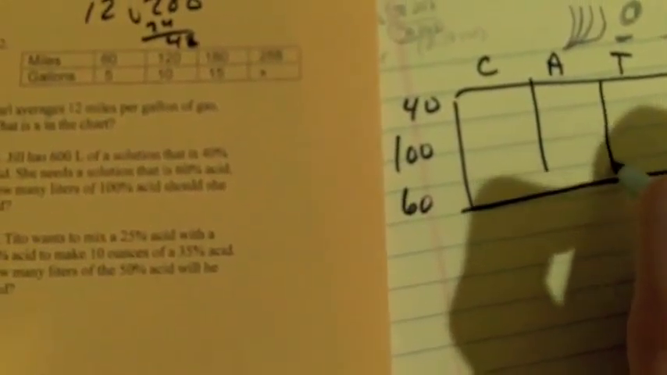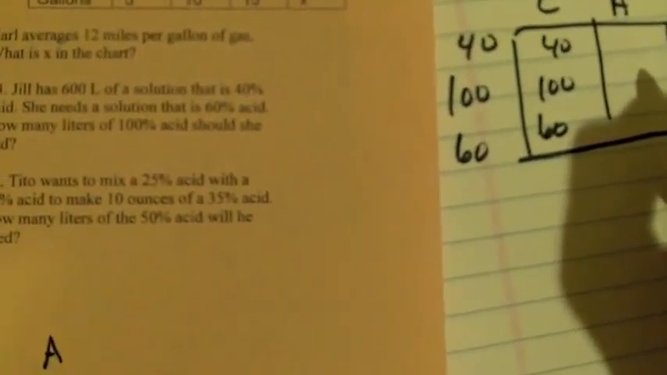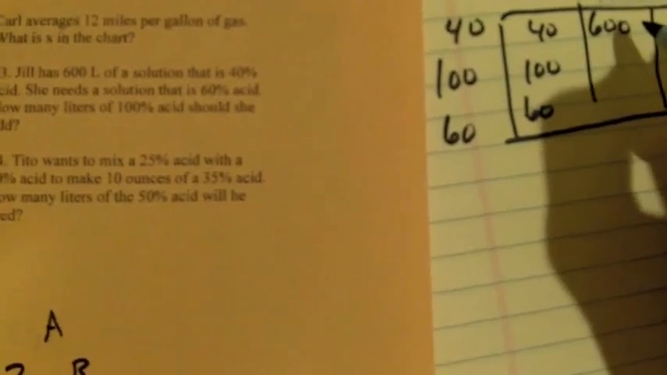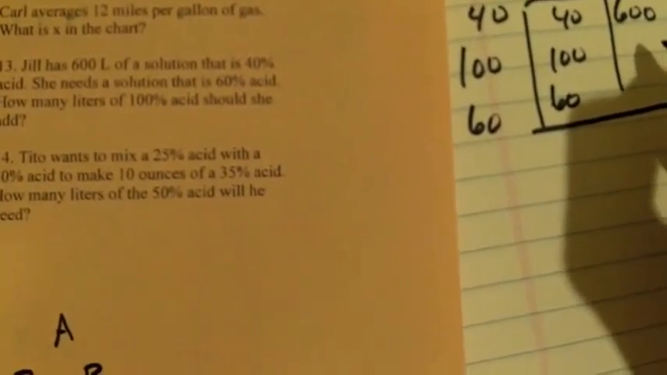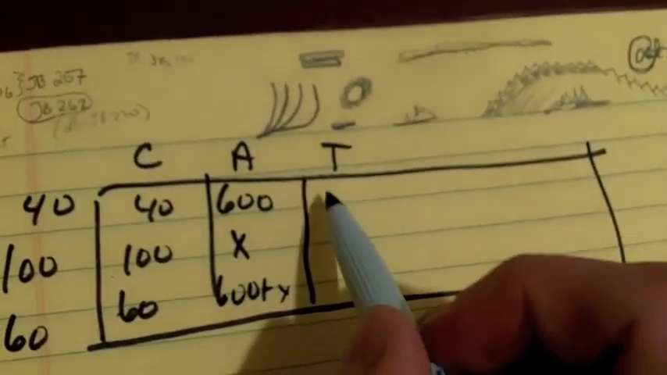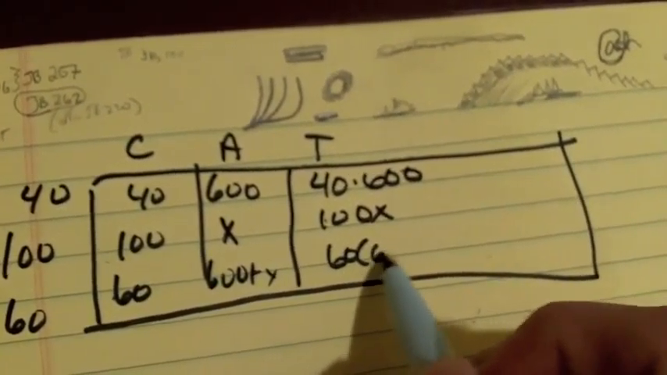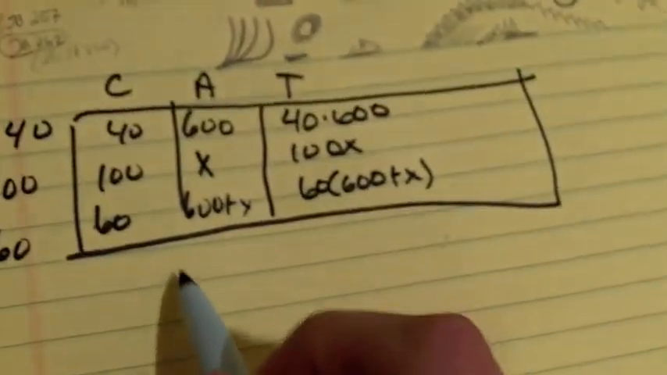Okay, concentrations, amounts, totals. Concentration of 40% is 40%, 100%, 60%. Amounts. I want the amount of each one. Well, you have 600 liters of this one. It says, how many liters of 100%? I don't know that one, so I have to make that one X. And if I'm going to add those two things together to mix them, this would be 600 plus X. That's how I figure that out. Totals, now we don't need the worksheet anymore. 40 times 600, 100x, 60 times 600 plus x, and now I can solve this problem.